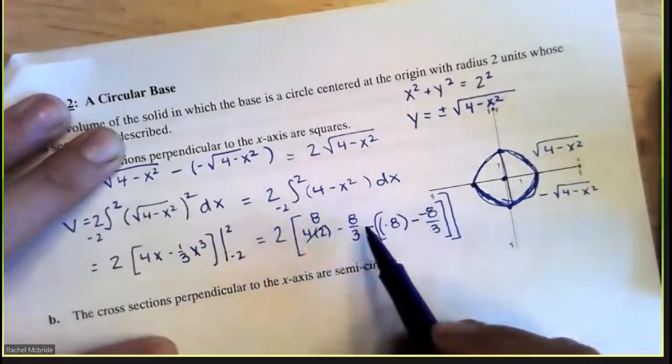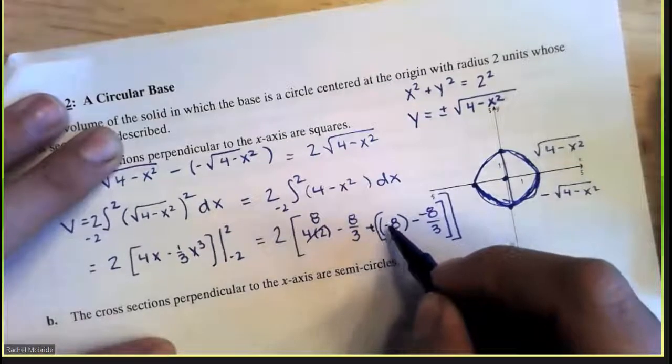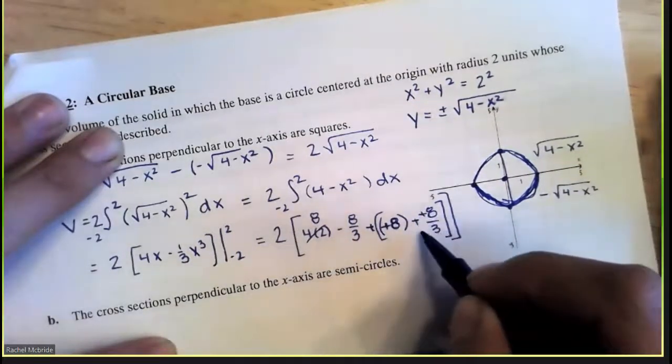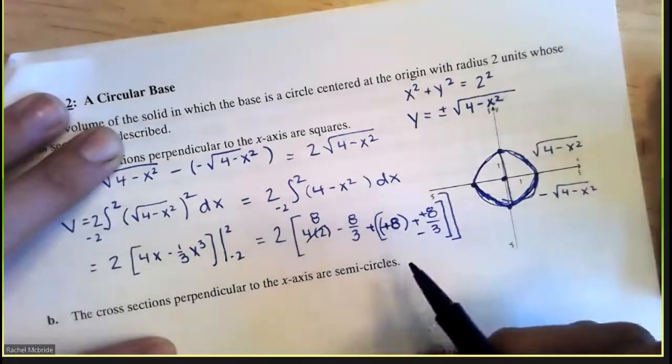So I have 8 minus 8/3. That negative in front is going to distribute, so that becomes a positive 8. This was already positive, so it becomes negative. So I have 8 plus 8, which is 16.